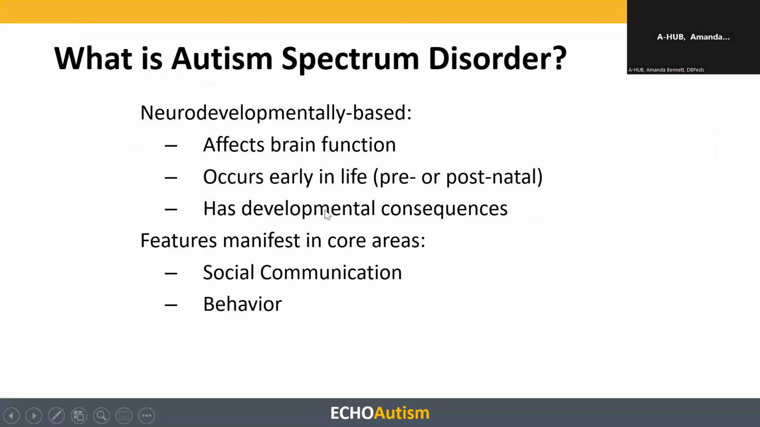So autism spectrum disorder is a neurodevelopmentally based diagnosis. What that means is that when someone has features of autism, it is typically something that's affecting how their brain functions and how their brain works and takes in information. It typically occurs early in life. That might be while the baby is still developing in the womb, or it could be after the baby's born. And it often will have some degree of developmental consequences. But as we've said in this series multiple times, how those consequences present themselves can be different from one child, one person to the next.